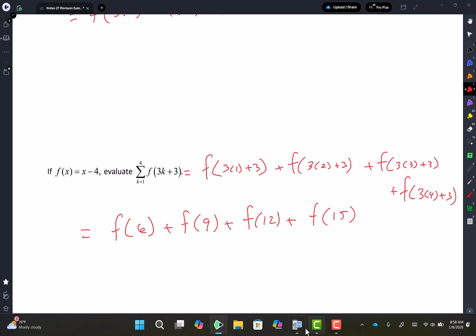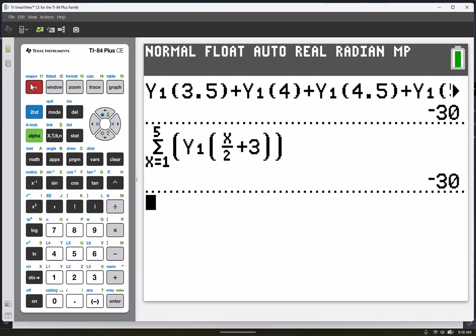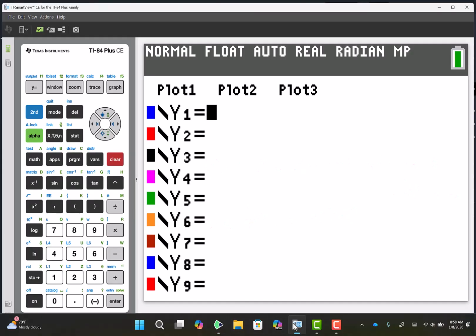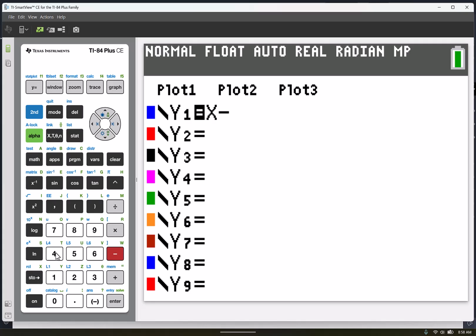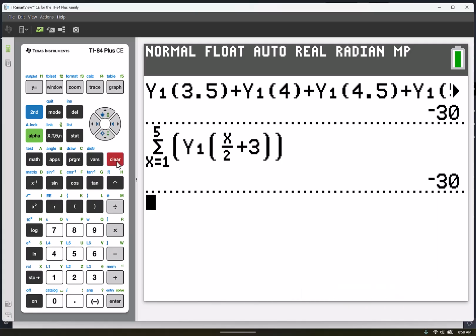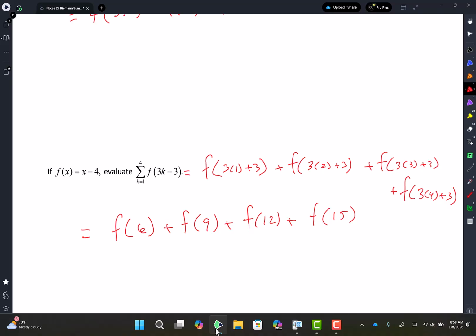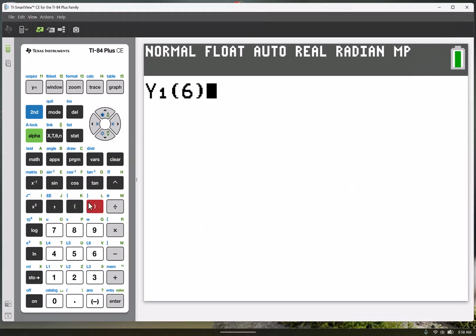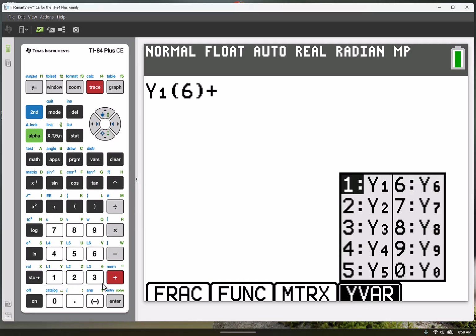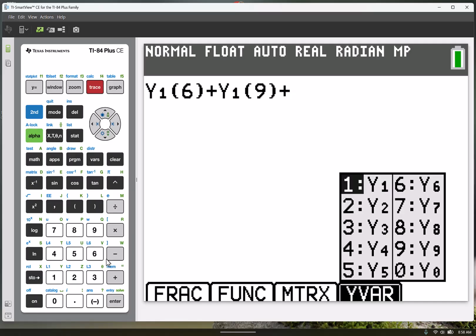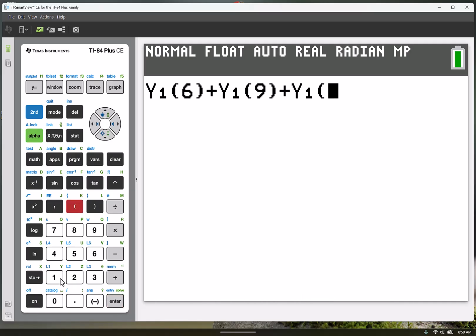So there it is. I'm going to type y equals. And I'm going to clear that one. And I'm going to type in x minus 4. I'm going to go to my home screen. And I'm going to do the same thing. Alpha. Oh, let me clear all this. Alpha trace y1 evaluated at which one again? 6. 6 plus 9. y1 at 9. Plus, what's the next one? 12. And then the last one's 15, right?